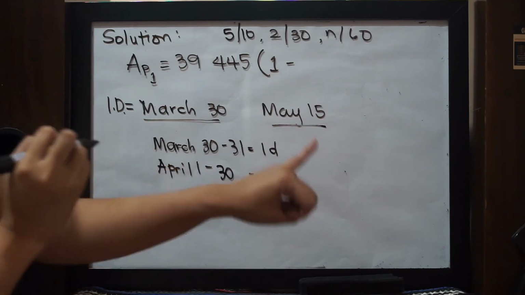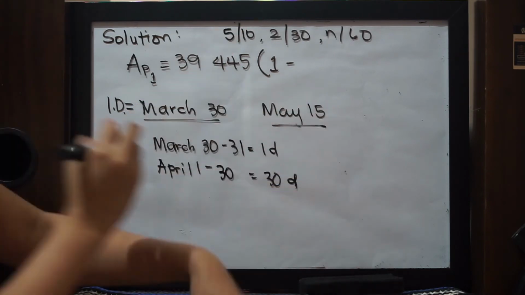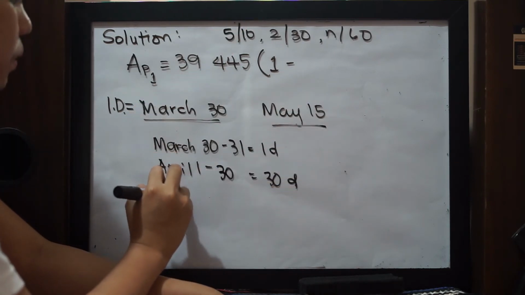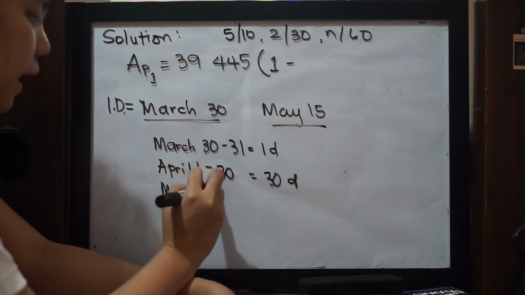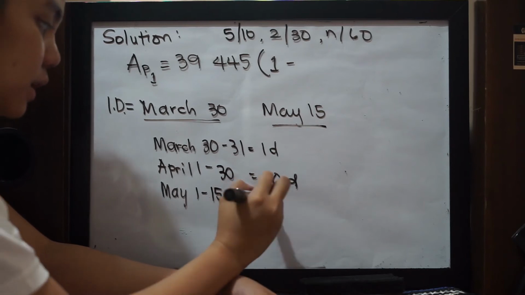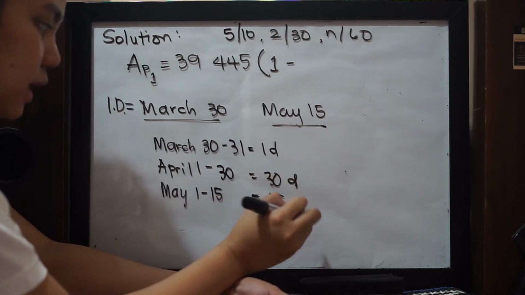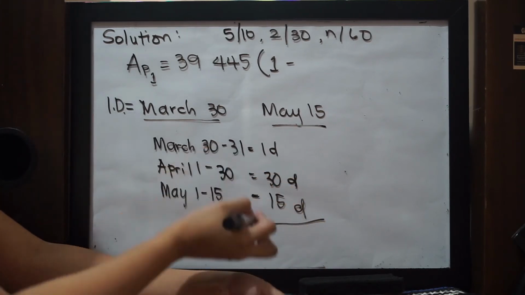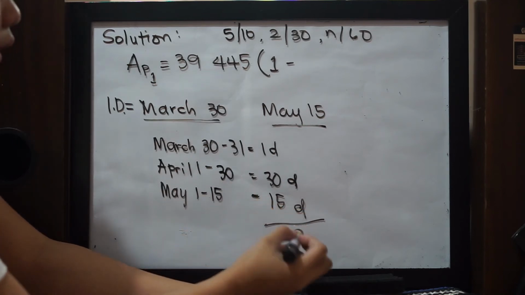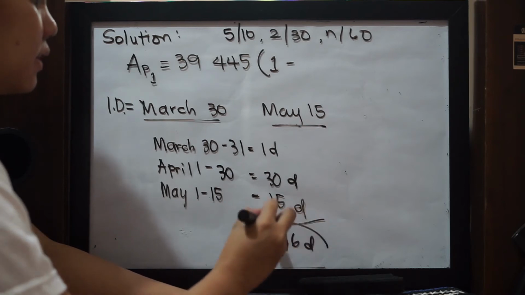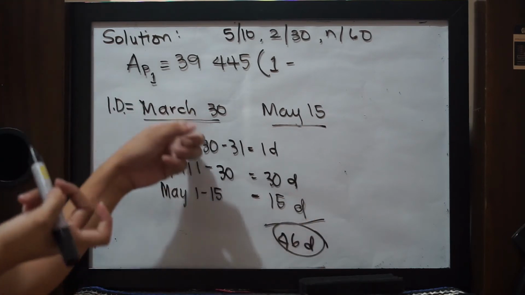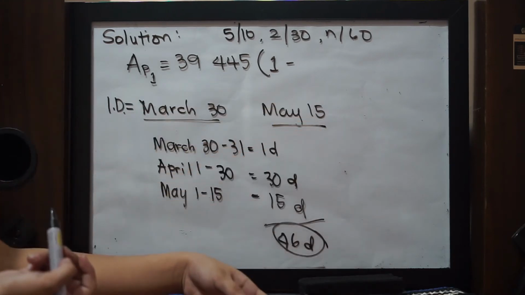Next, from January, February, March, April, May. From May 1 up to the date when it will be paid, we have 15. Obviously, we have 15 days. So, adding this number of days, we have 46 days that will pass from March 30 to May 15.